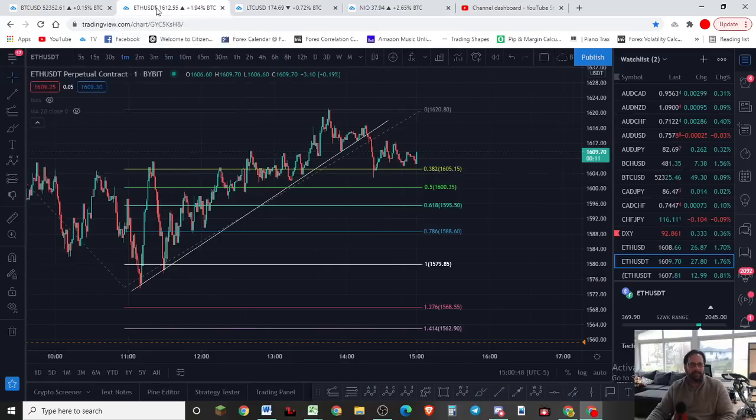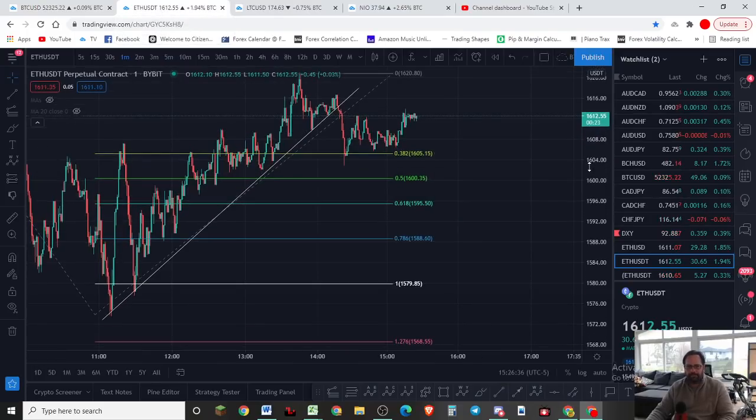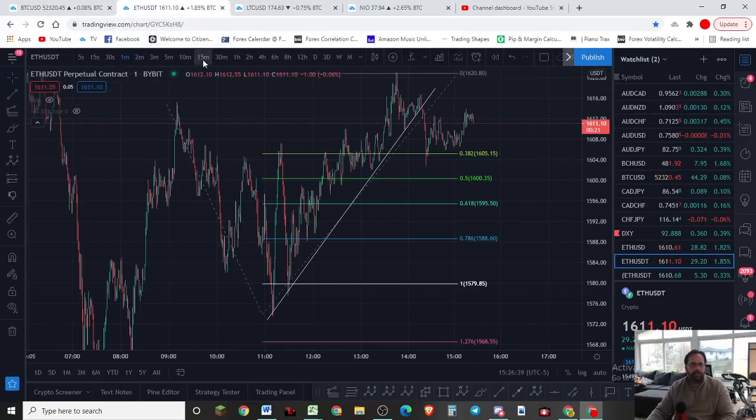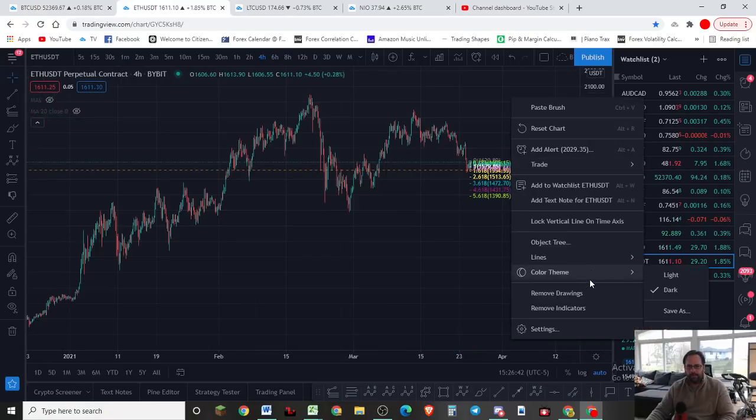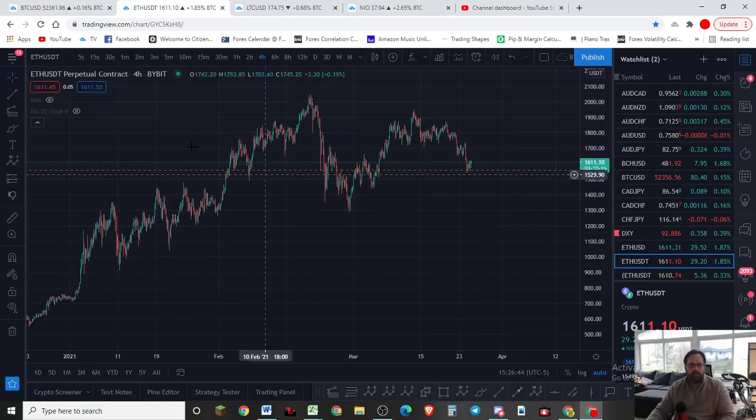Let's take a peek at Ethereum. That's the one I'm trading right now. And, you know, we could start out on the 4-hour chart just to understand it a little bit. Let me remove my drawings here. There we go. Looking at the same kind of move.